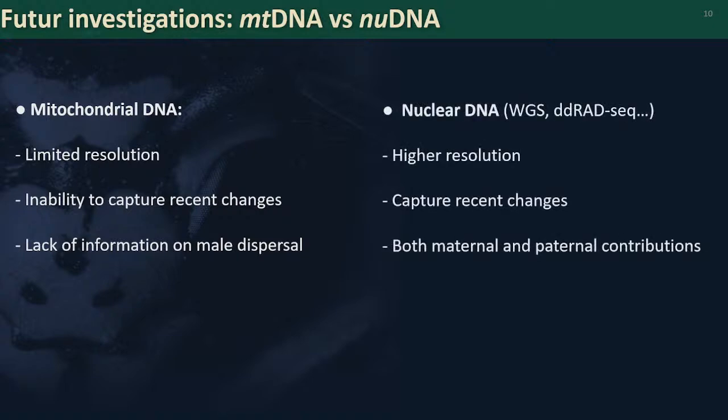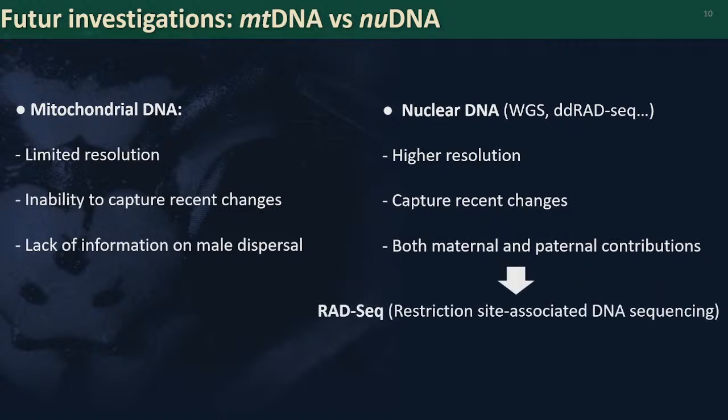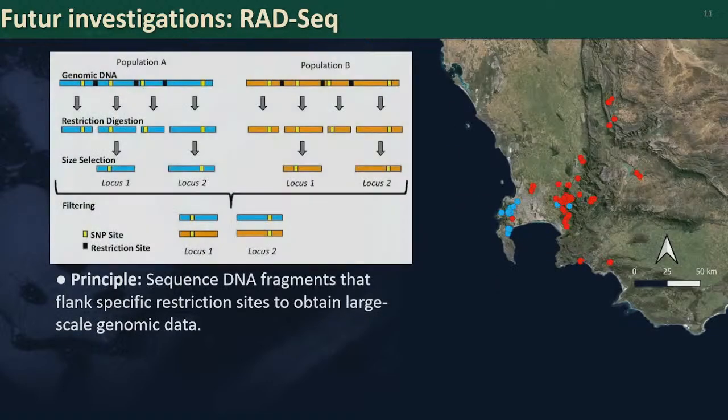So I'm going to use nuclear DNA. With nuclear DNA and some methods, like WGS or RADseq, we can have a higher resolution, capture the recent change, and have the contribution of both maternal and paternal lines. I'm going to use restriction site associated DNA sequencing for my project.